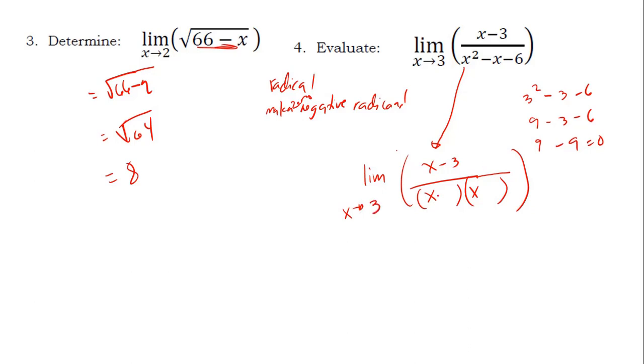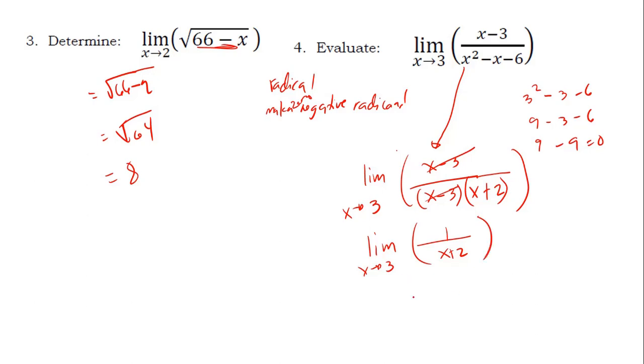So minus 3 here, and then the 6, so negative 6, plus 2. Let's try: x squared, positive 2x and negative 3x, so negative x, minus 6. Okay, this is correct. And then cancel. It can be cancelled. So what remains is the limit of 1 over x plus 2 as x approaches 3.